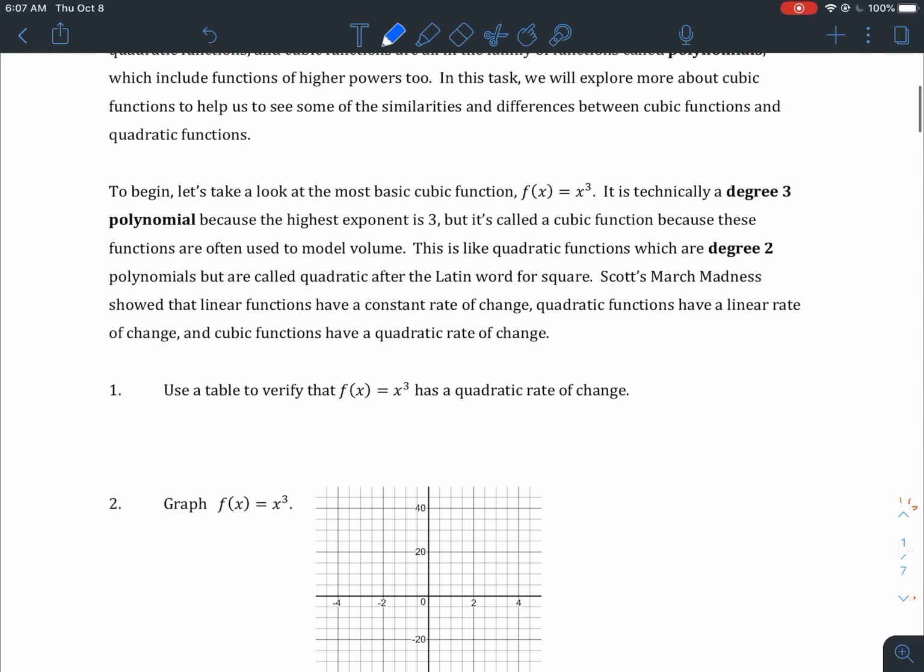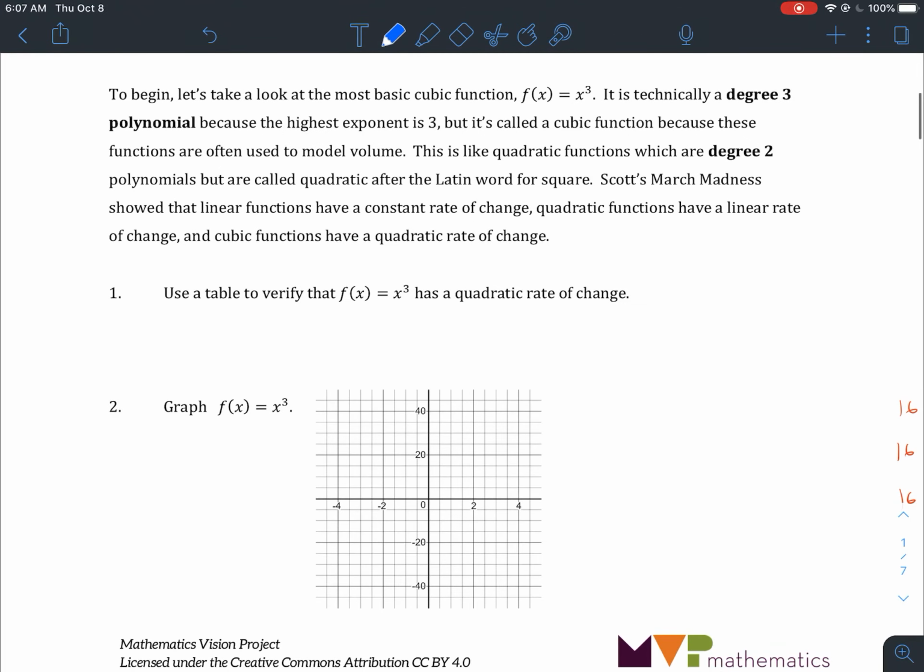Alright, let's go ahead and read the second paragraph. I think that's most relevant. It says, to begin, let's take a look at the most basic cubic function f of x equals x cubed. It's technically a degree 3 polynomial because the highest exponent is 3. That's important. The degree of a polynomial has to do with the highest power. So the highest power there is 3.